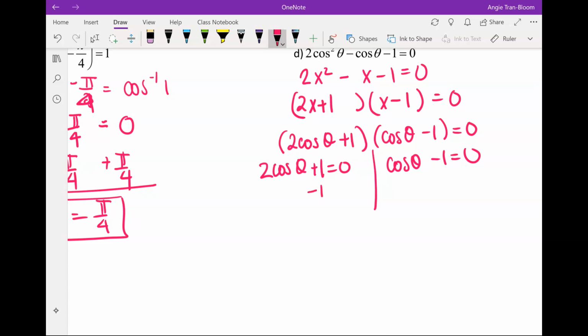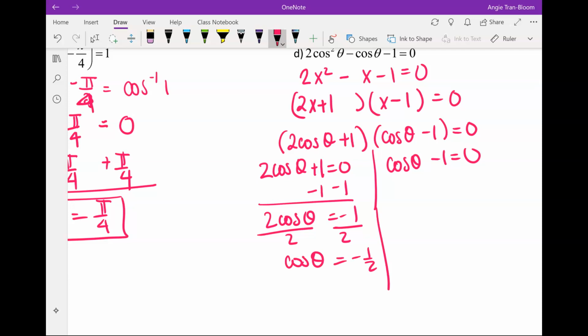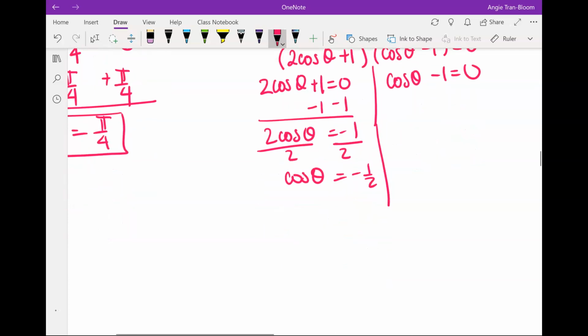Subtract by 1. Good. Subtract 1. And then after that, what do you want to do next, Ray? Divide by 2. Perfect. So cosine of theta equals negative 1/2. I know we have been using cosine inverse on both sides, but technically you are not even required to show that step. Would you agree that cosine of theta equals a negative 1/2?